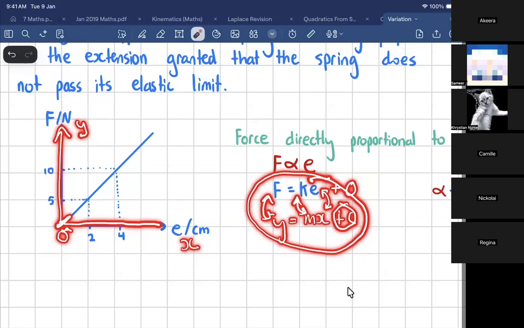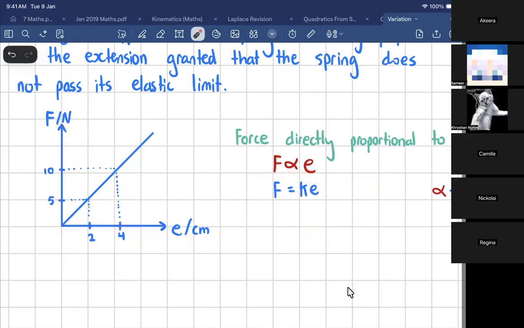Are you seeing what I'm talking about, with it being a line or no? If you're not seeing that, just talk to me and I'll try to re-explain it. But Hannah, the point is if you want to find K, you need to find a gradient. Hannah, do you know how to find the gradient of a line? I can't remember. Okay, no problem.